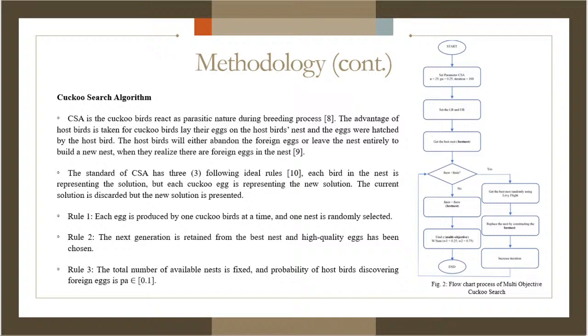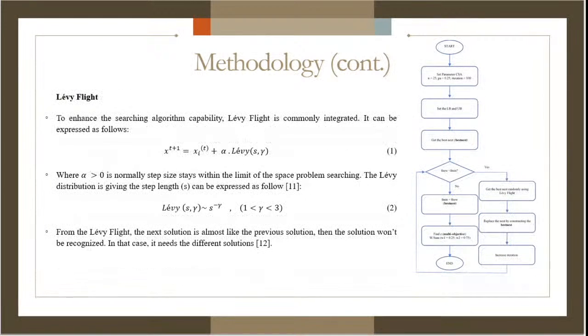Figure 2 shows the flow chart of the multi-objective cuckoo search algorithm. The cuckoo search algorithm also implements Levy flights to enhance its searching capability. Levy flight, which is commonly integrated, can be expressed as equation 1, where alpha greater than 0 is normally the step size, which stays within the limit of the problem search space.